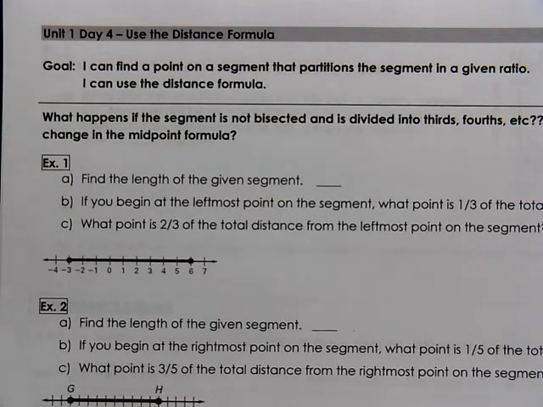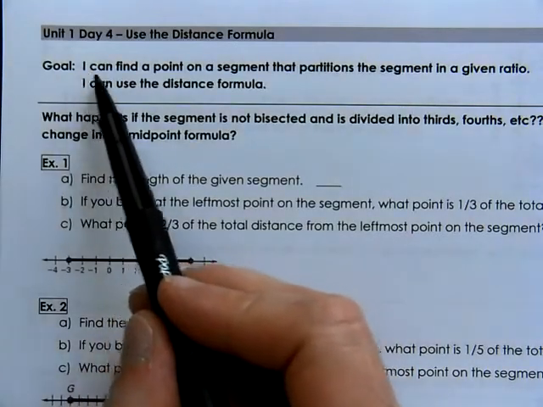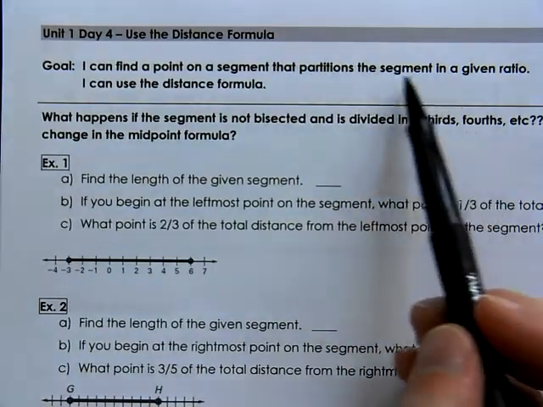We're not just finding the distance of the entire segment, but we're also going to be looking at finding part of the distance. What is a partial distance? And that's what this first goal is describing. We're going to find a point on a segment that partitions, or is a partial distance of the segment.